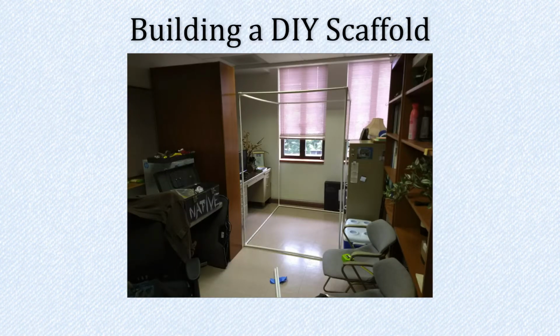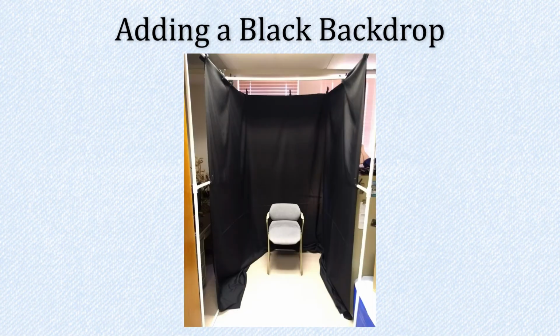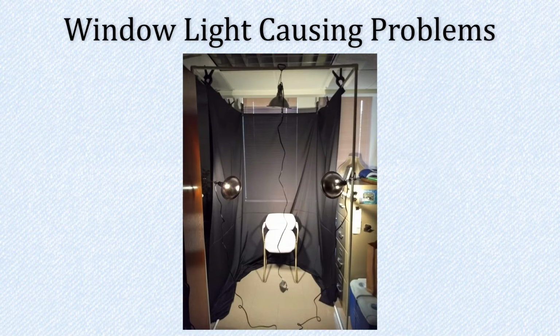So here is the do-it-yourself scaffold. This was just a proof of concept. And then I wanted to take advantage of the high ceiling. I think the ceilings in here are about 8 feet. So what you're seeing here in this picture is the 7-foot scaffold. I hung up some black fabric and I hung up some utility lights.